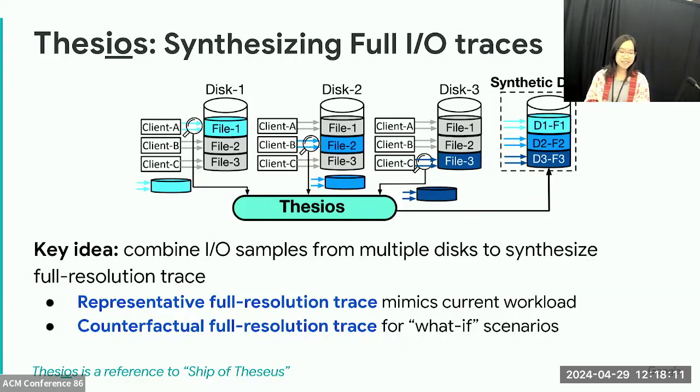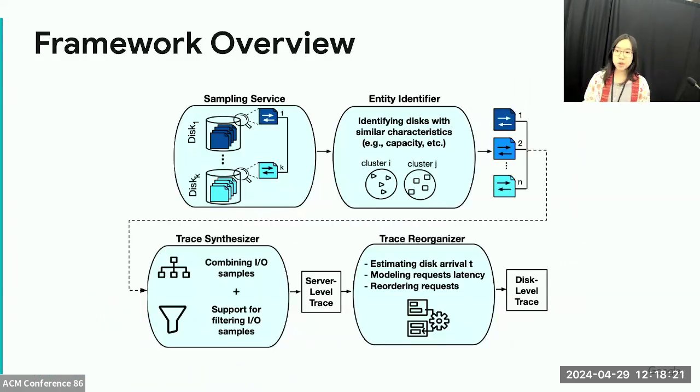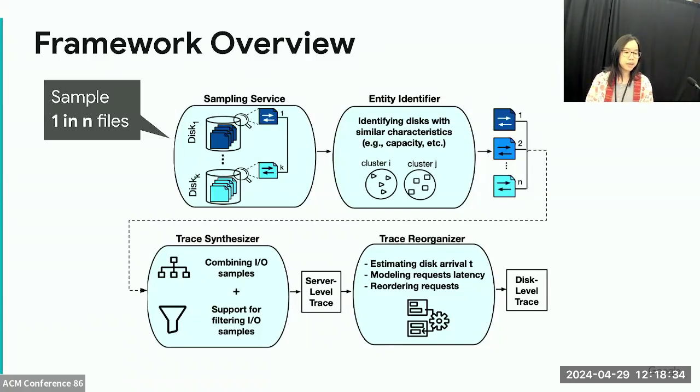And the key idea is to combine I/O samples from multiple disks to synthesize a full resolution trace for a single disk. Here's the overview of the framework. The first component is the sampling service. In this work, we simply leverage an existing sampling service that we already have in our data center. In particular, we choose the sampling mode where the system collects all of the requests that go to 1 every n files.